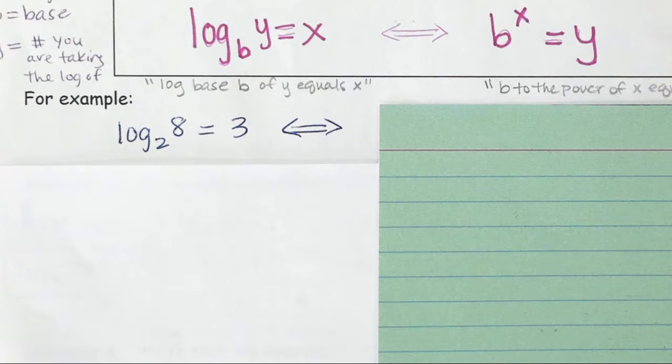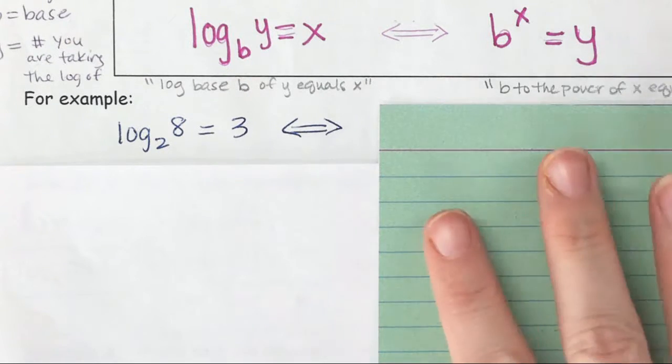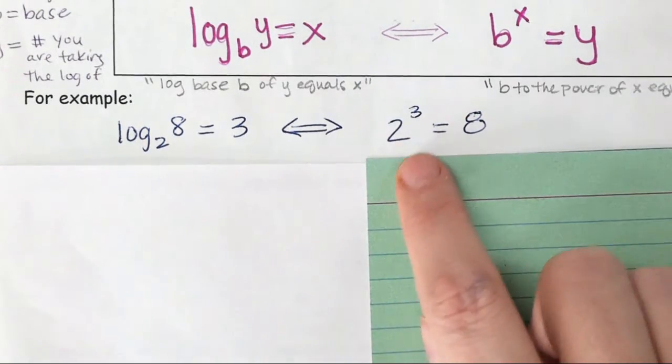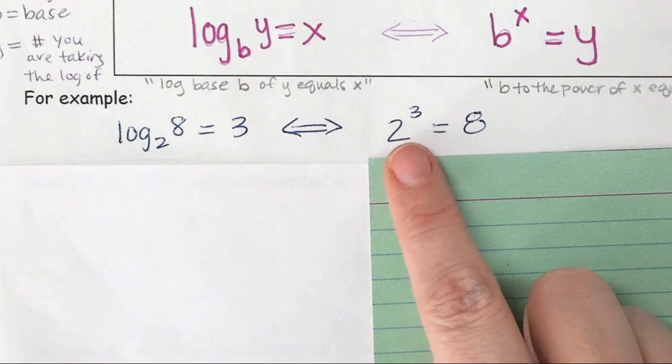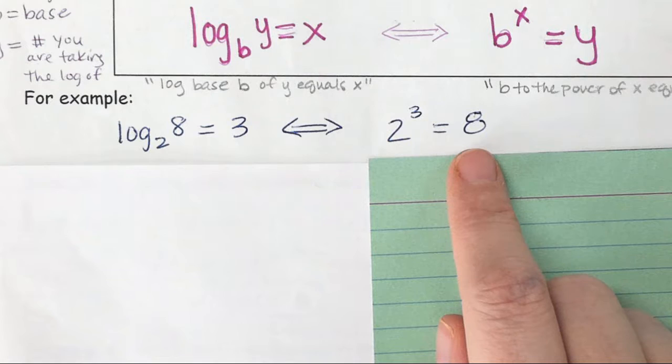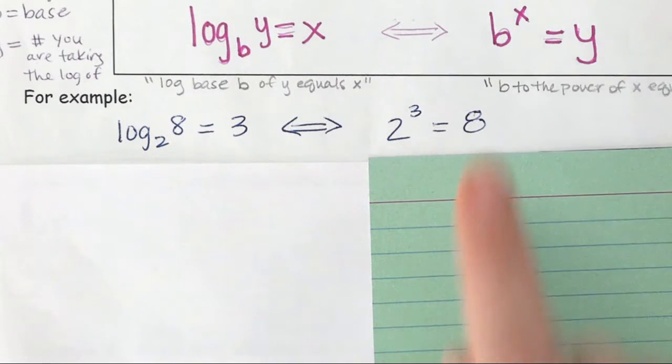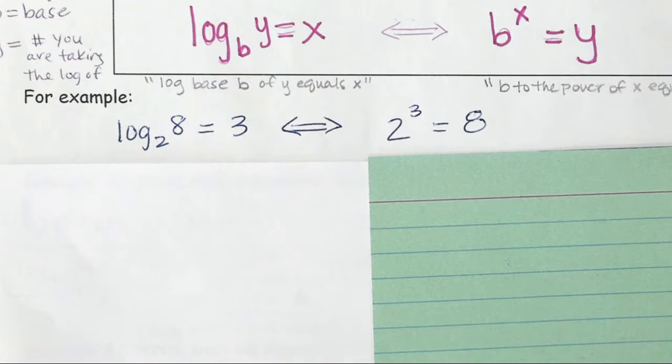Okay, go ahead, Kylie. What do you think? 2 to the third equals 8. Yes, good. Okay, and then can you also see that this is a true statement? Because doesn't 2 to the third power equal 8? Yeah, right? And Taylor, I do appreciate your participation.